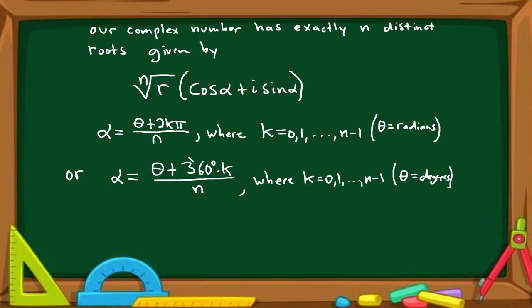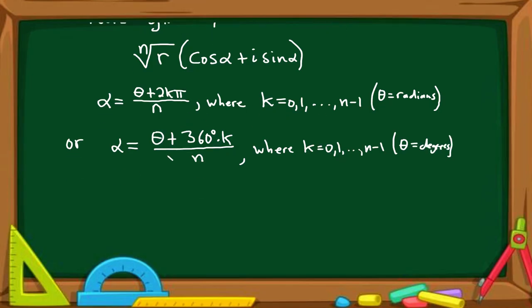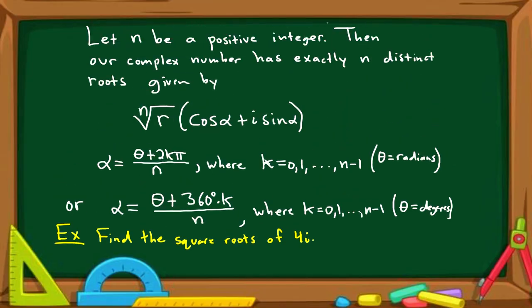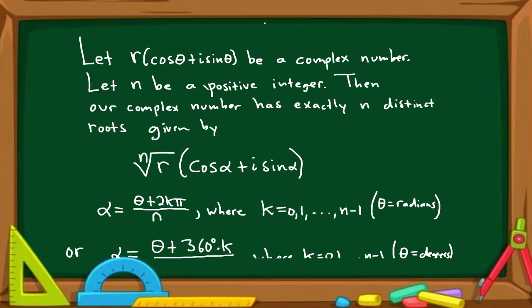So let's just go ahead and do an example right away so you see how to use this formula. I don't want to scroll down too much because I want to make sure you can see the formula on the screen. Okay, so let's go ahead and do an example. Let's maybe just start off simple. We'll find the two square roots of 4i.